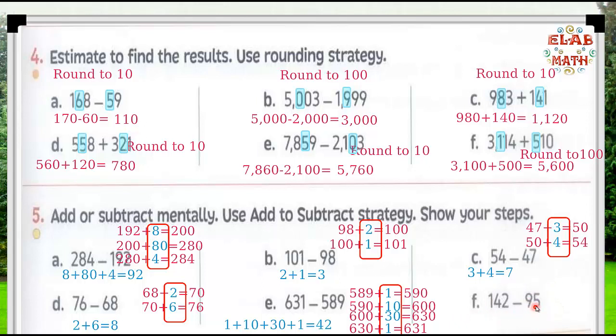Subtrahend is 95. You should count up to reach 142. 95 needs 5 to be 100. We will add 5. 140 means you should add 100 plus 40. You should add 40 to 100 to be 140. And take the same number and look here, we have 142. You should add 2. After that, take 5 plus 40 plus 2. The difference between the two numbers here is 47.